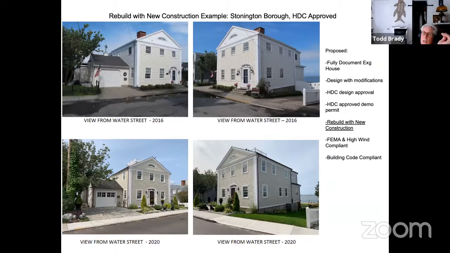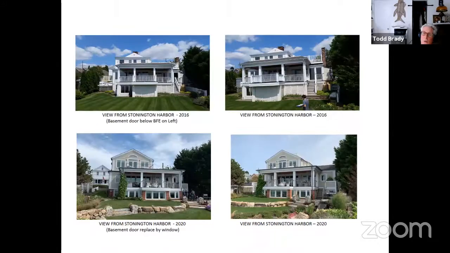I don't think anyone would dismiss it out of hand, but you would have to document the condition of the house to justify taking it down. I mean, in this example you give here, the rebuilt house is very similar to the old house, but it's actually a much better looking house.